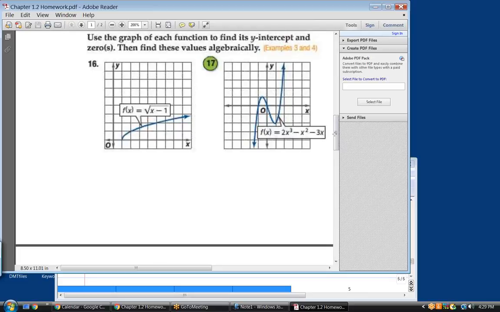Number 17. What can x be? So my domain. So that would be -1 and. Hold it. We're looking at x. What can x be? Oh, so should I factor? Not yet. You don't need to.